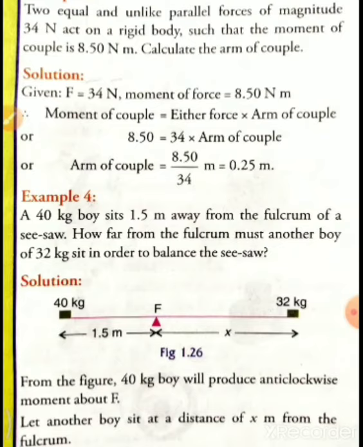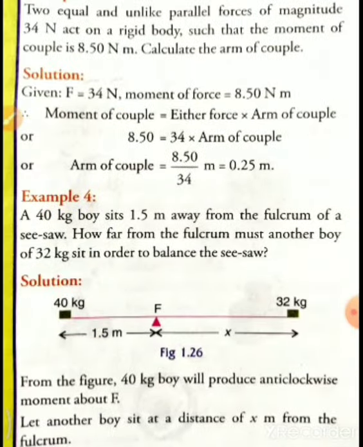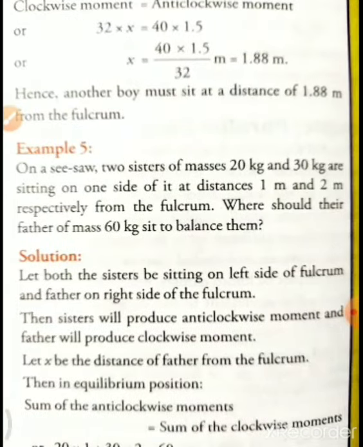So the moment of force formula is F into d. We simply apply the formula: 32 into x is equal to the anti-clockwise moment, 40 into 1.5. 1.5 is the distance. Because of the 40 kilogram boy, the force is exerted on the seesaw. That's why 40 is taken here and 32 is taken there. We need to calculate the distance. x is equal to 40 into 1.5 divided by 32. After solving, we get 1.88 meter. Hence another boy must sit at a distance of 1.88 meter from the fulcrum to balance the seesaw.